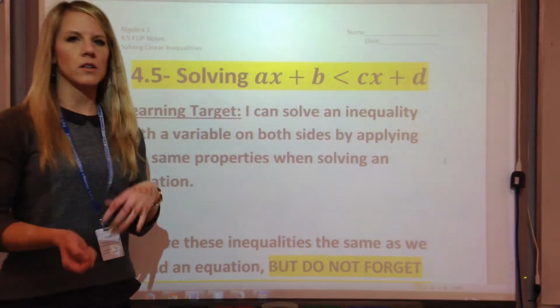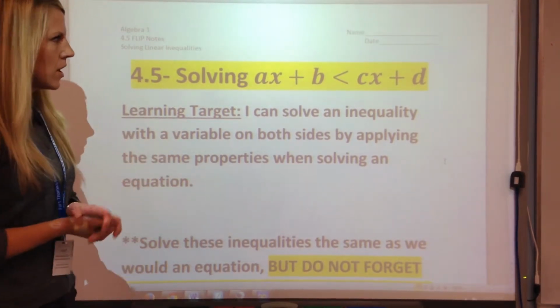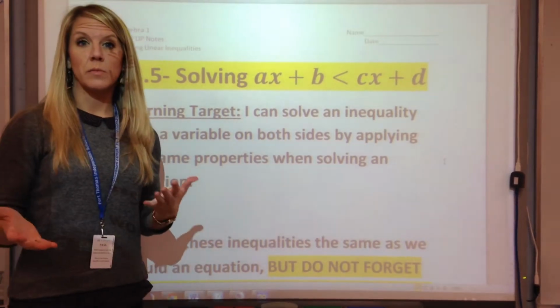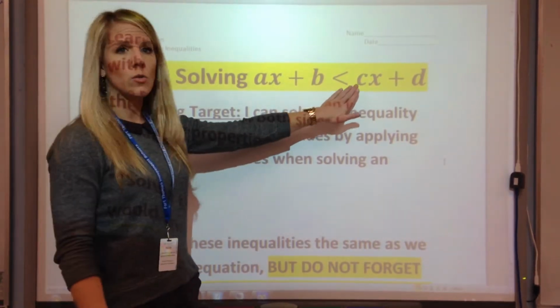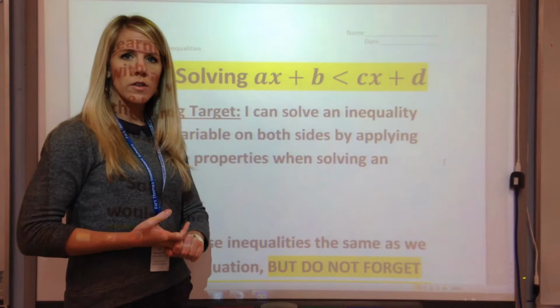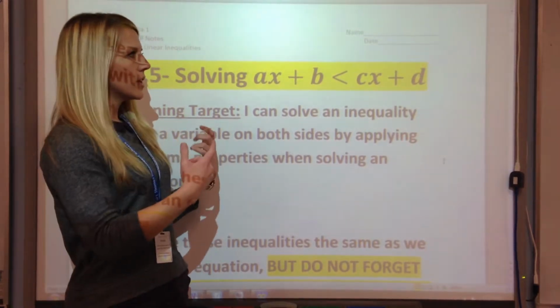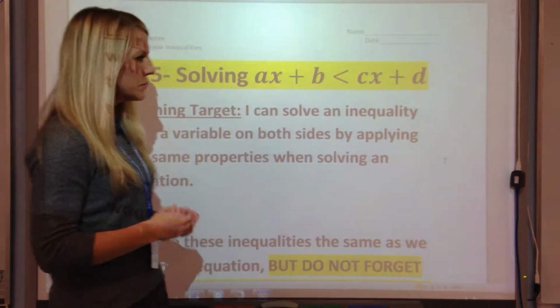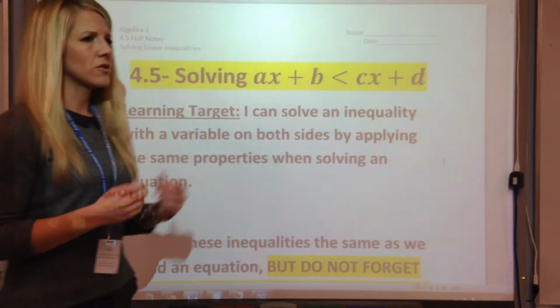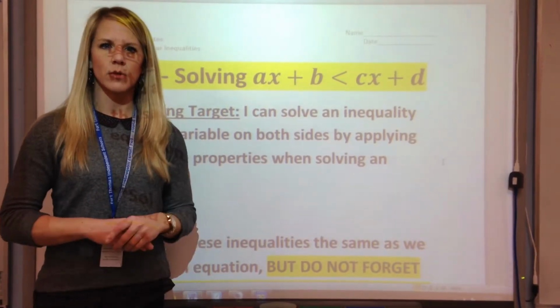Okay, so cruising right along, moving into 4.5. Still basically doing exactly what we've been doing as far as solving equations, only now we're focusing on an inequality, so greater than, less than, greater than or equal to, less than or equal to. Still looking at the variable being on either side of the inequality. So remember, solving inequalities is exactly the same as we've been solving equations.